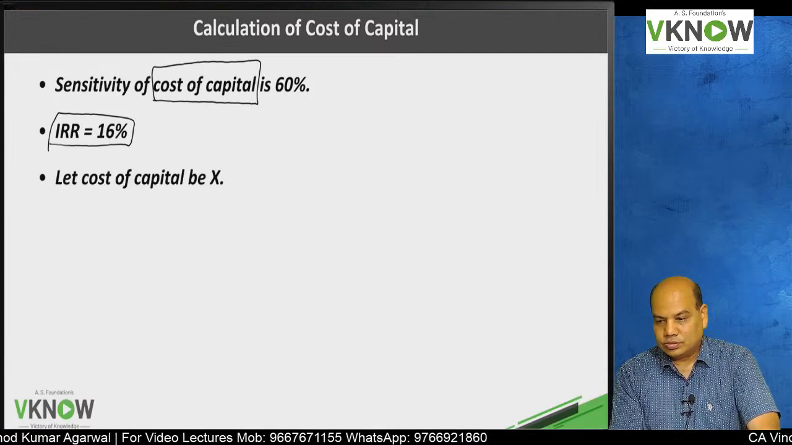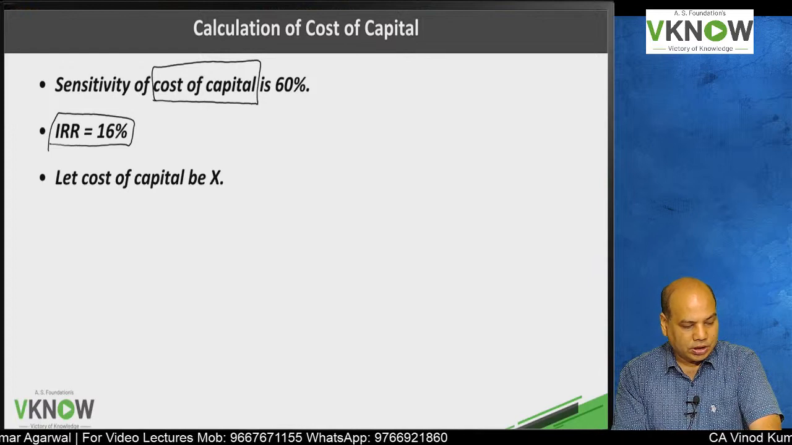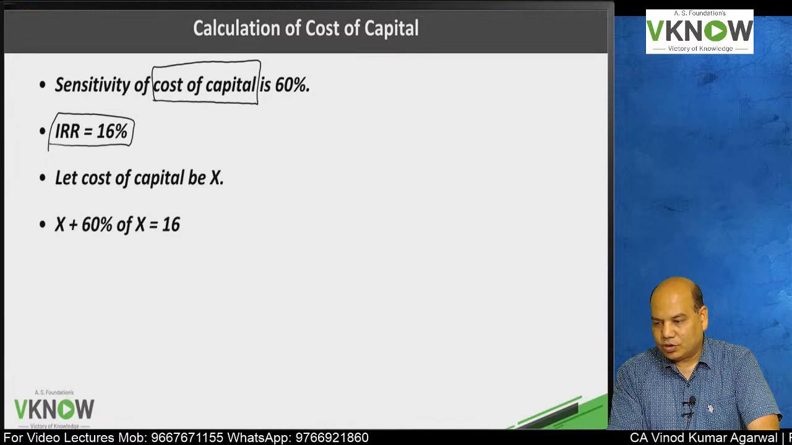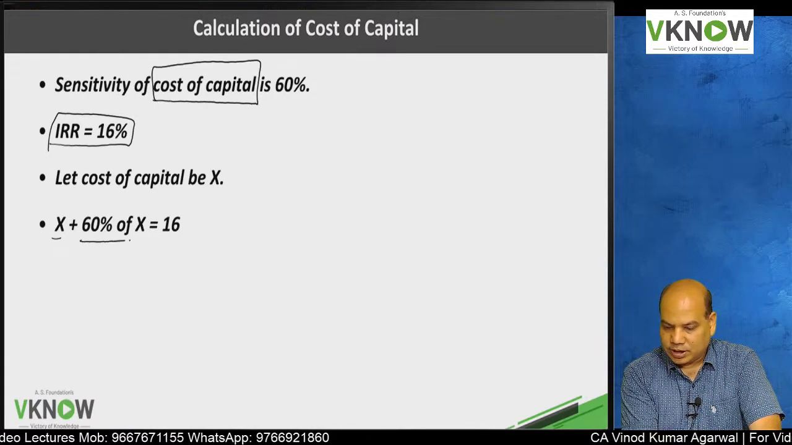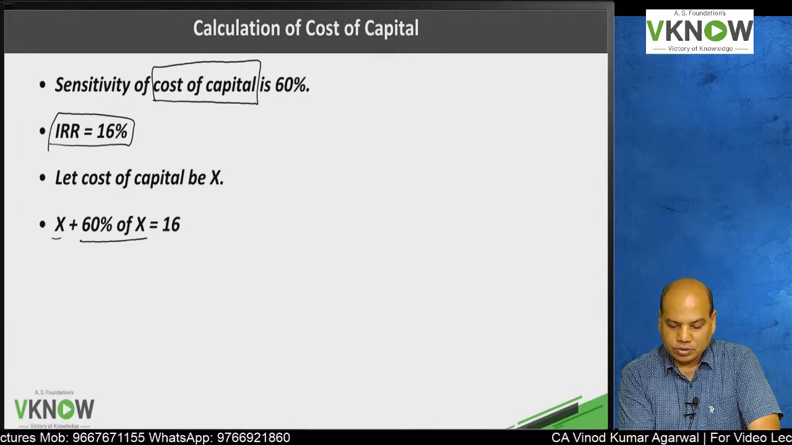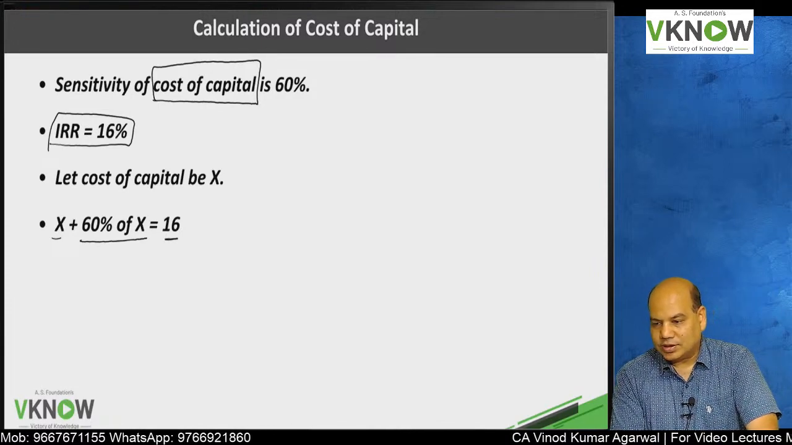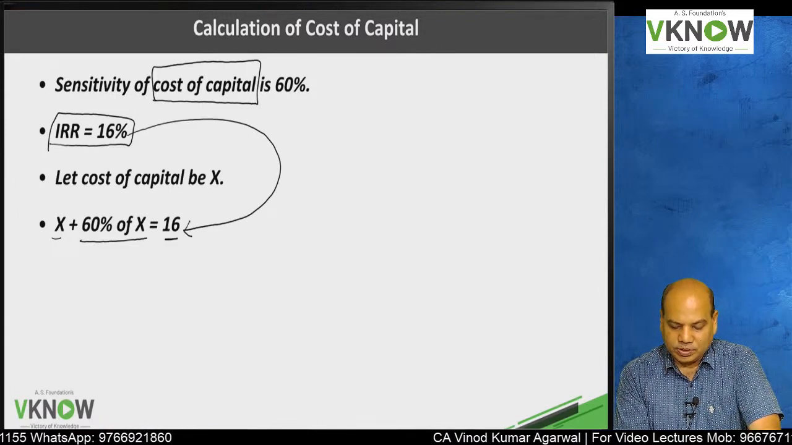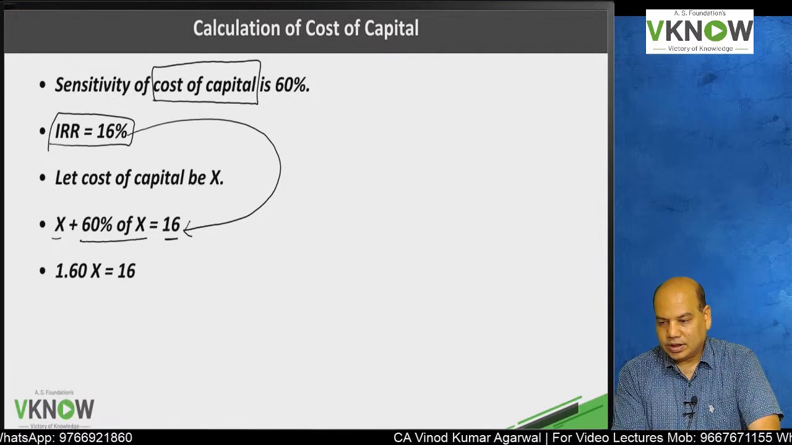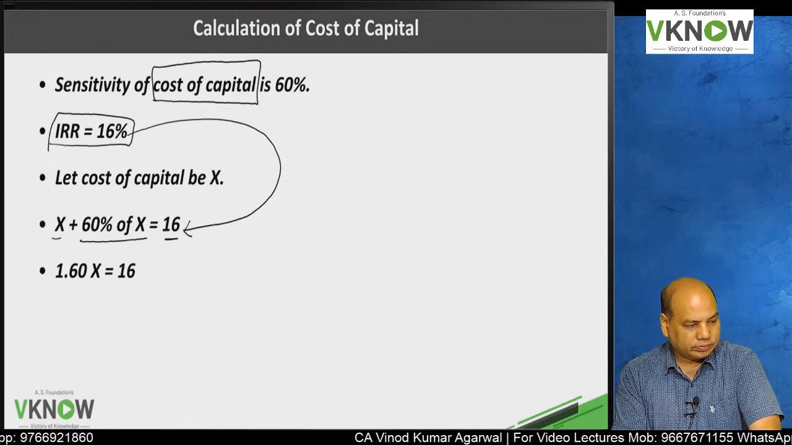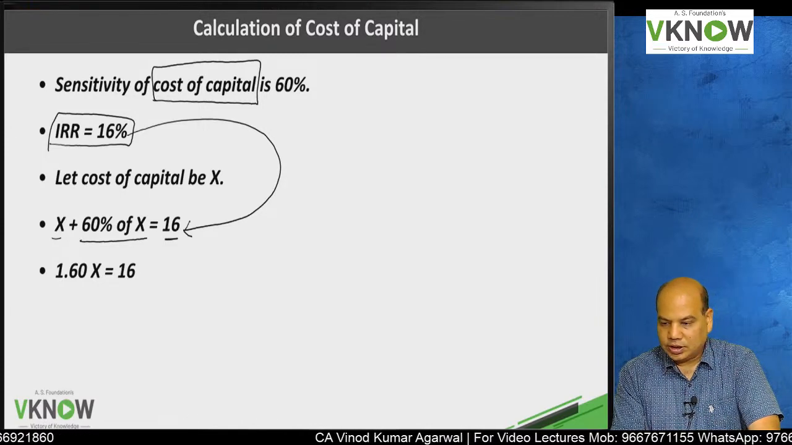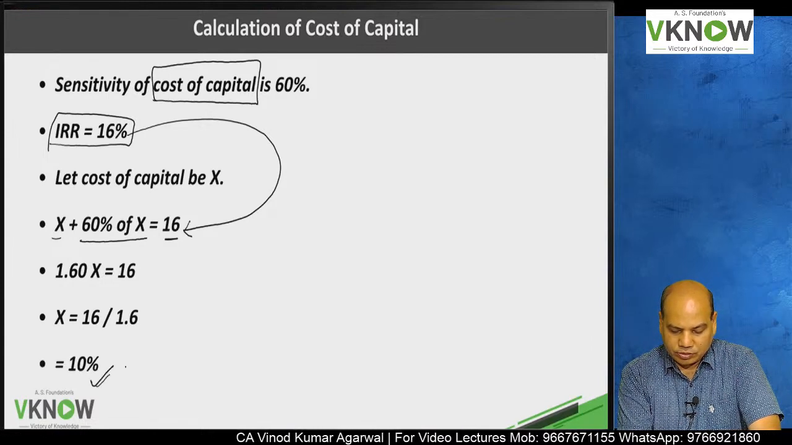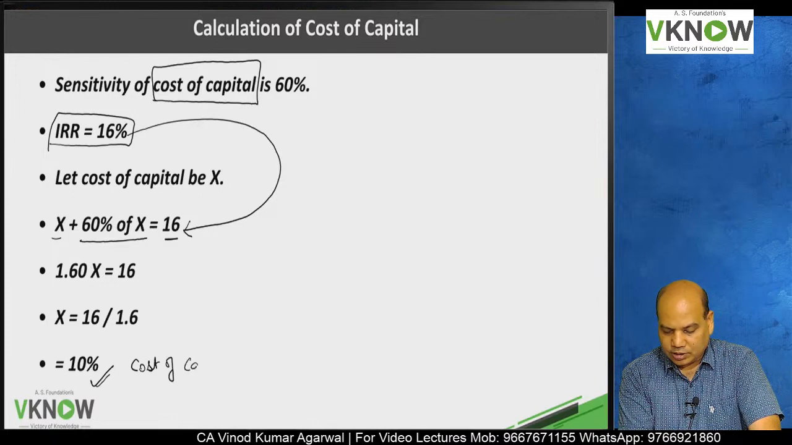So let us assume cost of capital be X, which means if cost of capital increases by 60%, it will be equal to 16, that is IRR. It will become equal to IRR because at IRR NPV is 0. 1.60x equal to 16, and therefore x equal to 10%. So this is my cost of capital.